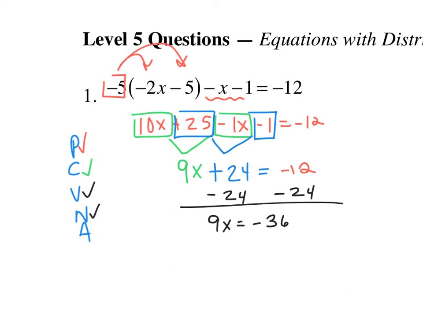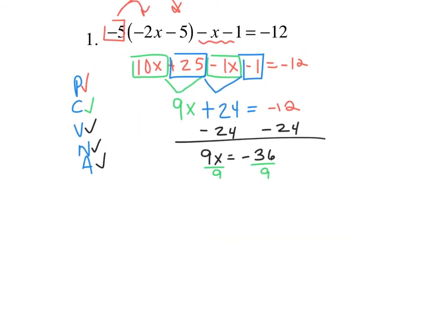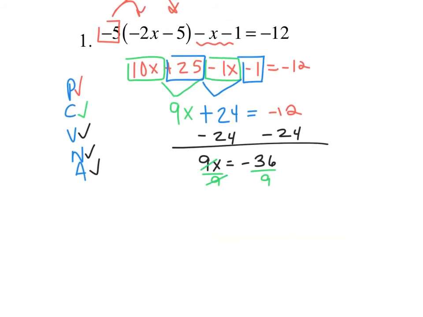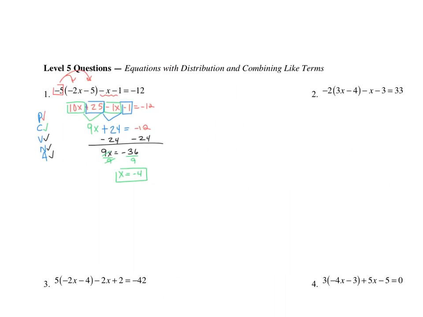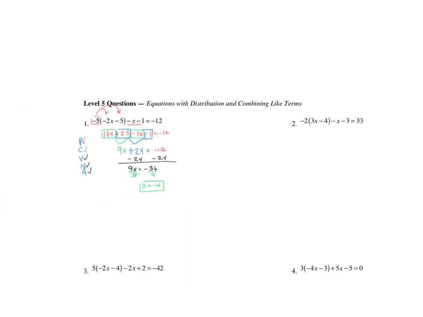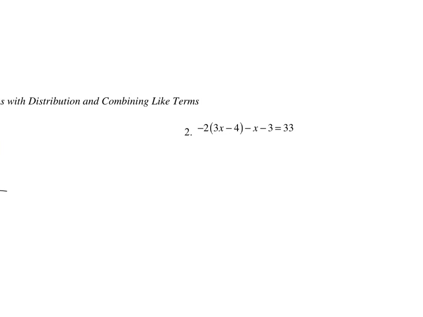Now, how do I get rid of my 9? I divide both sides by a 9. Please don't just say "9 both sides." Actually say I'm dividing by a 9. My 9's cancel, and I get x equals negative 4. And that's the level of difficulty that most of the questions will be at, so a lot of the level 4, level 5, and level 6 questions. Let's do one more together, and then you're going to try one by yourself.